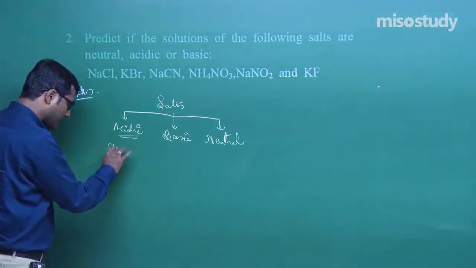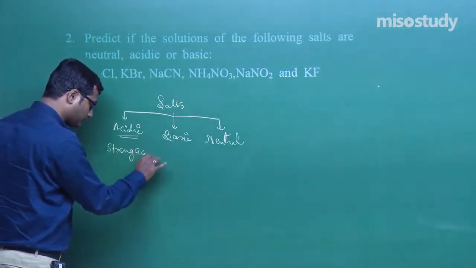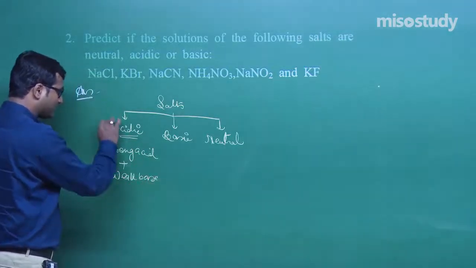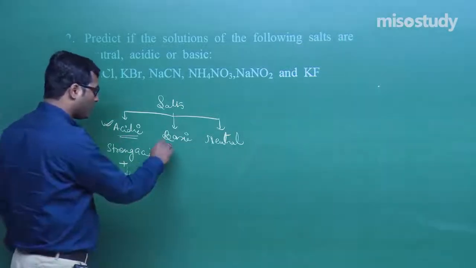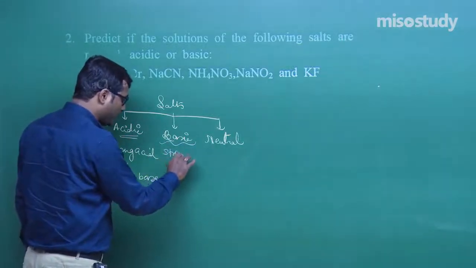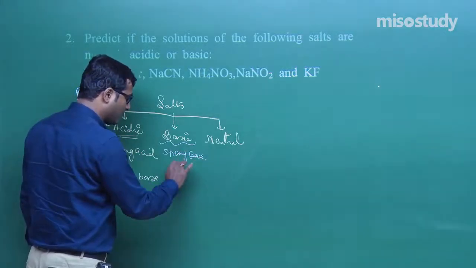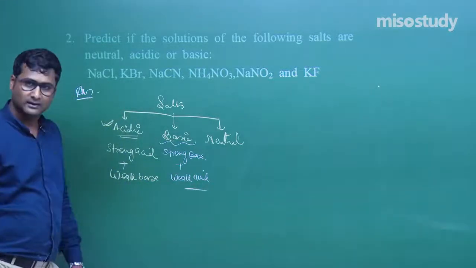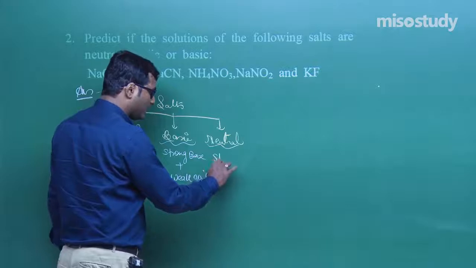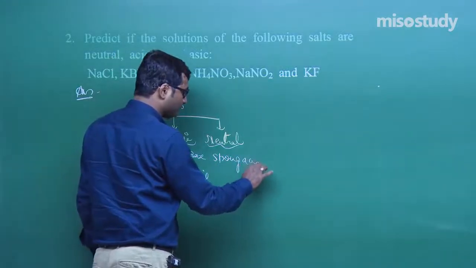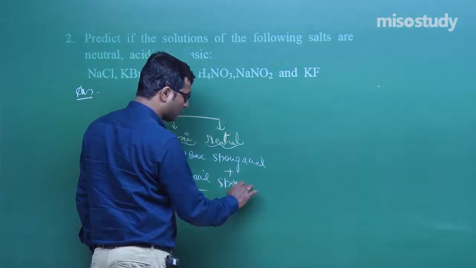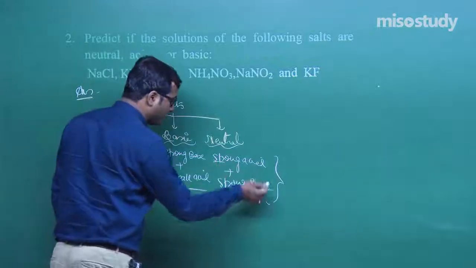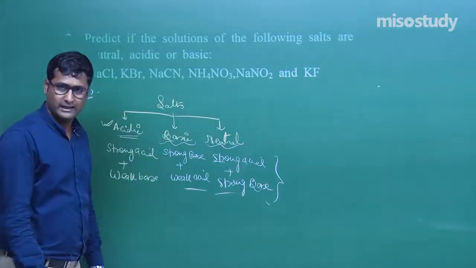If the acid is strong and the base is weak, then we get acidic salt, my friend. Now what about basic? If the base is strong and the acid is weak, then we get basic salt. And neutral salt: if the acid is strong and the base is also strong, we get neutral salt, or if the acid is weak and the base is also weak. Clear? Now find out.